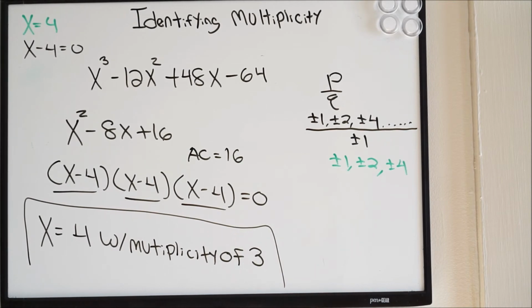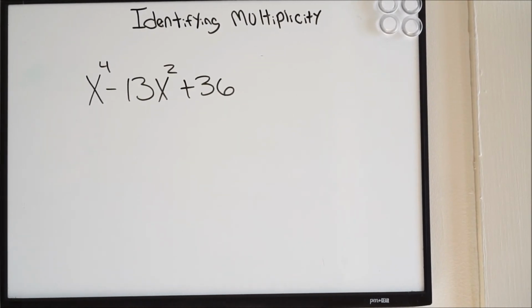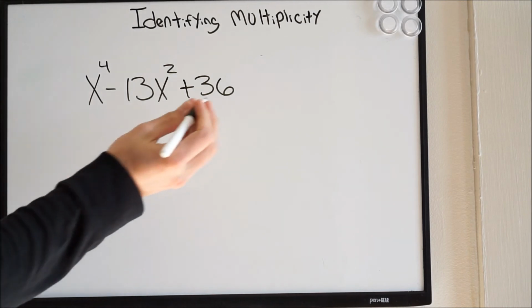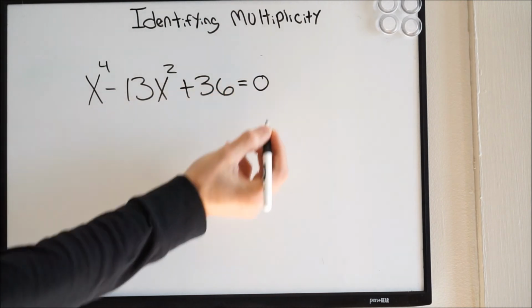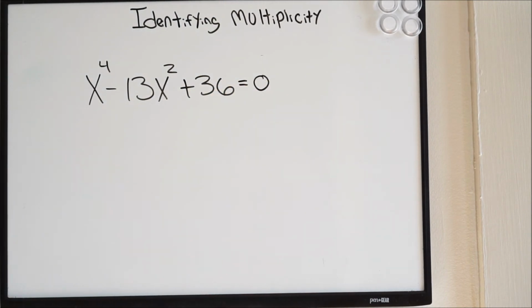Let's try another example. Alright guys, so here is our second problem. Again, we're trying to identify the multiplicity of this function. So again, we have to get the roots, or the zeros, of this function. And remember, the roots are always where it crosses the x-axis. So the y value will always be equal to 0 in that case. Alright? So we're going to have to try to factor this.